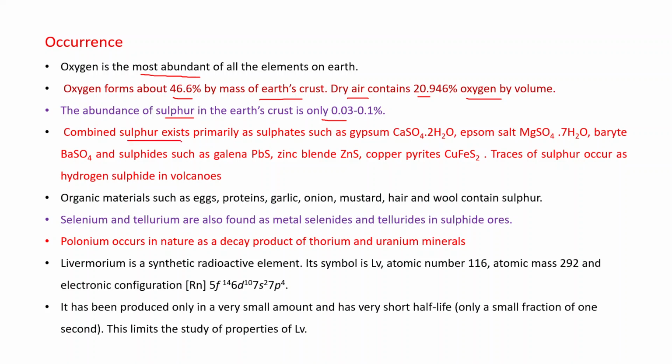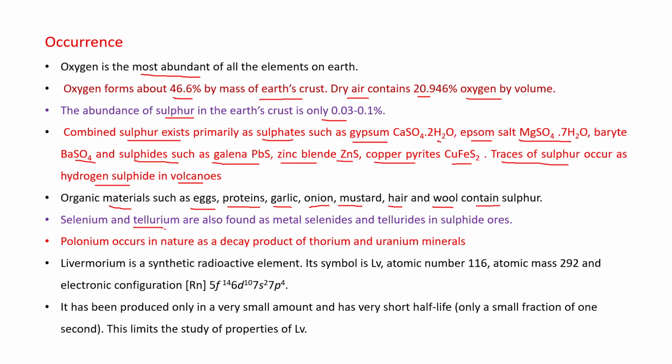Combined sulfur exists primarily as sulfates such as gypsum CaSO4.2H2O, Epsom salt MgSO4.7H2O, barite BaSO4, and sulfides such as galena PbS, zinc blende ZnS, copper pyrites CuFeS2. These are some minerals of sulfur. Traces of sulfur occur as hydrogen sulfide in volcanoes. Clear? Organic materials such as eggs, proteins, garlic, onion, mustard, hair and wool also contain sulfur.